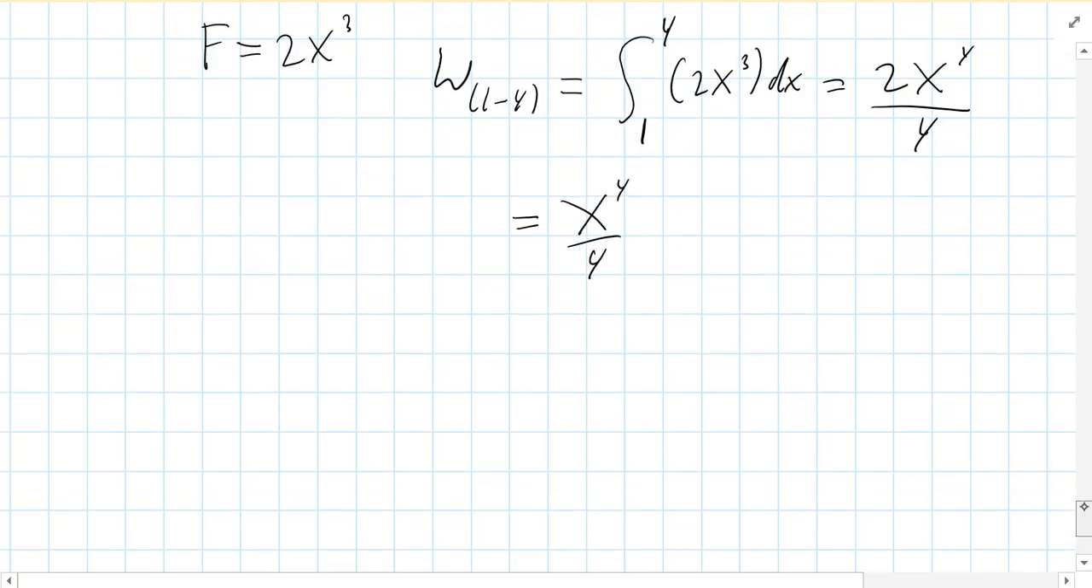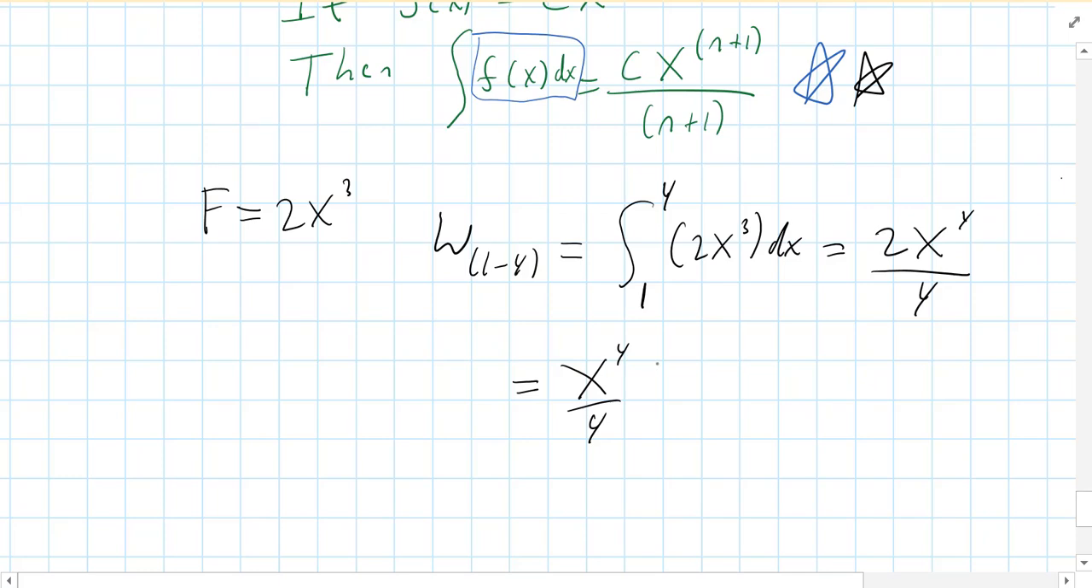Now, you have to then evaluate this. So we put a bar here, and you say from 1 to 4. That literally means this is the beginning value and that's the final value. You plug them in and subtract.